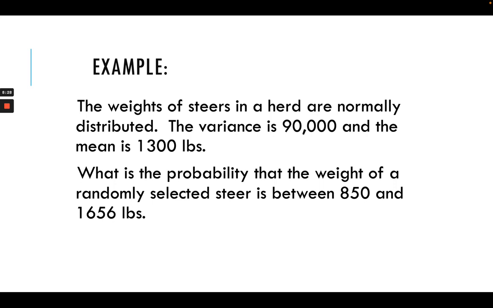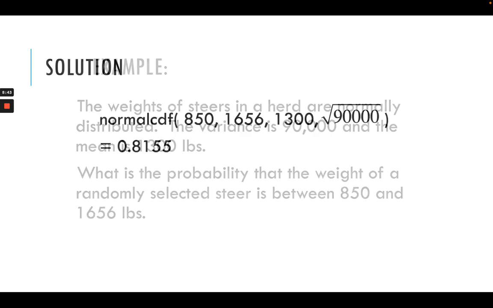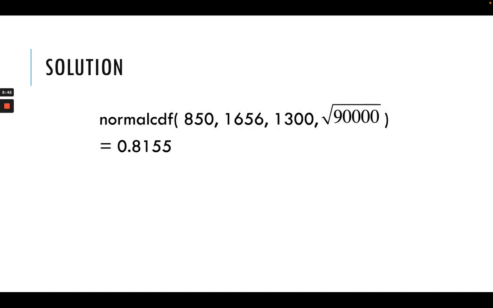And so we're looking for probability. That tells us normal CDF. We're looking at in between 850 and 1,656 pounds. And so when we set this up in our normal CDF function, 850 is our lower bound, 1,656 is our upper bound. The mean was 1,300. And then we're going to have the square root of 90,000, the square root of our variance, to give us our standard deviation. And we can do that square root right inside of the normal CDF function.